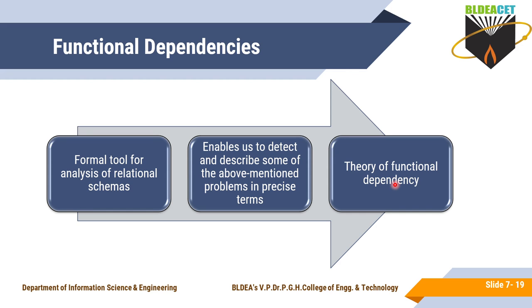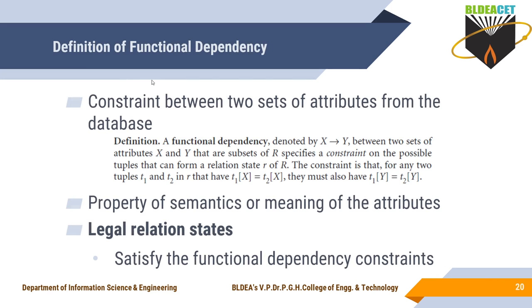Let's see about functional dependency here. So what actually is functional dependency? It is one type of constraint between two sets of attributes from the database. In the database, you take two sets of attributes, and for those attributes you specify some constraint. According to that constraint, if you insert tuples, then you can avoid such anomalies. So let's see what functional dependency actually means.